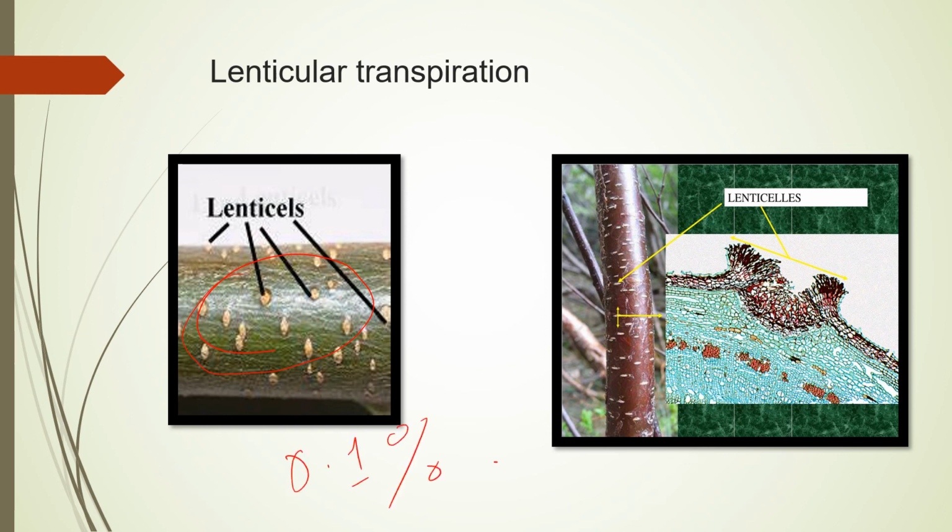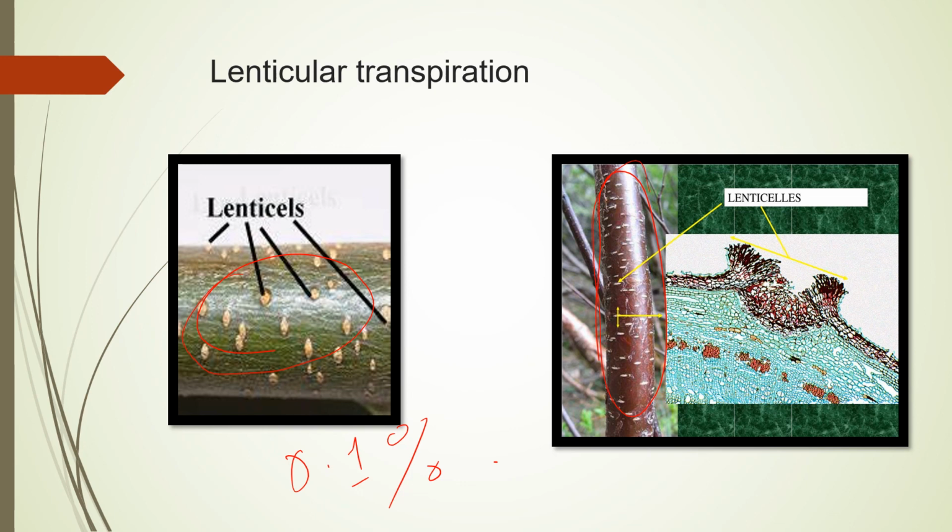0.1% of total transpiration. Stomatal transpiration is 90 or more than 90%, cuticular is 3 to 10%, and this is 0.1%, so very less. And what is happening in lenticular transpiration? It continues through day and night. These lenticels are present on the woody stem of the old plant. They do not close. They are not like stomata that open in the morning and close at night. These openings are always open.